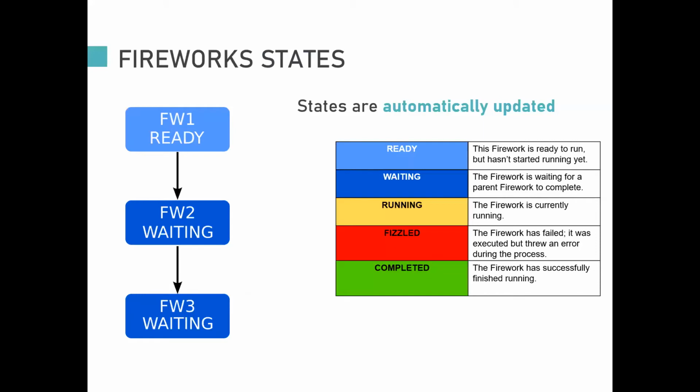So as I said, a firework has a state. These states are automatically updated in the fireworks database. These are the main states. There are a few others that are not really important, but these are the ones that you should know as a user, at least when you are using fireworks or Automate or AB flows. So the firework can be ready. Basically, it means that it is ready to be run, but it hasn't started running yet.